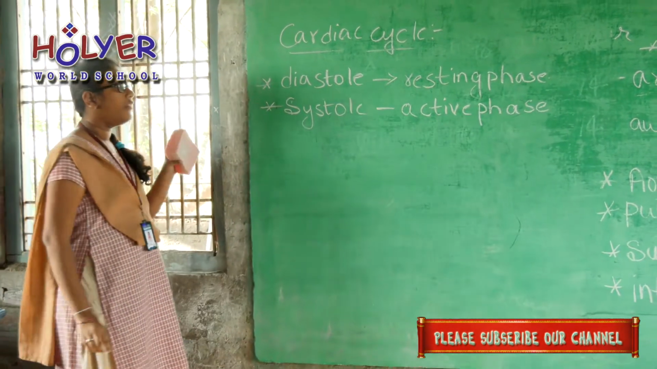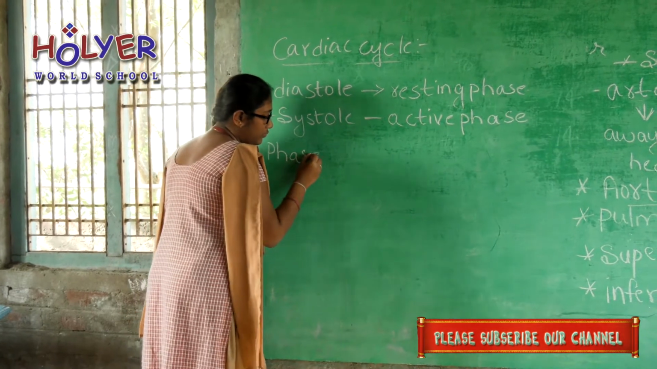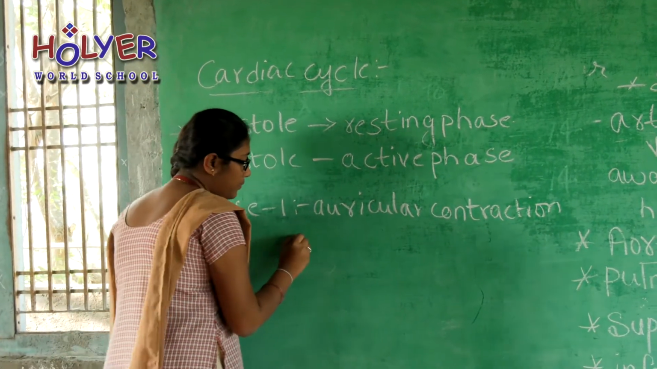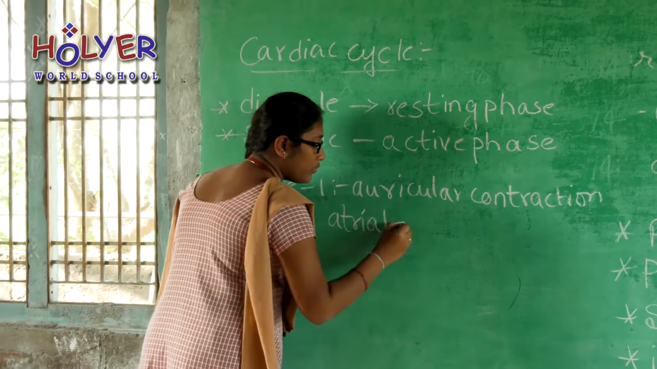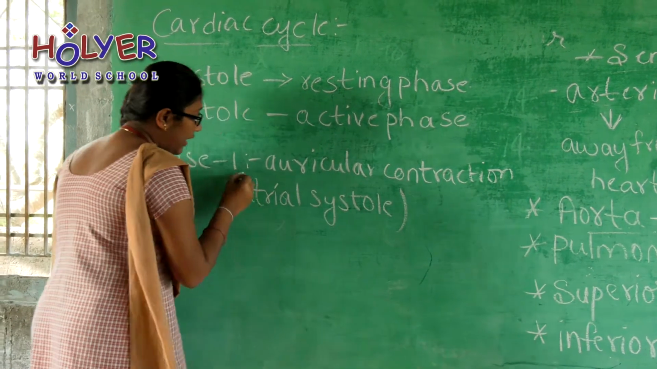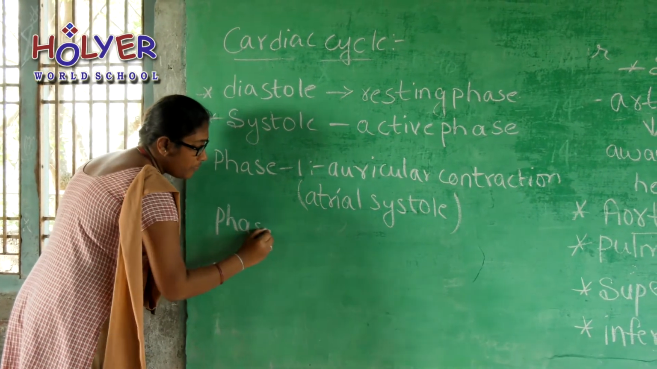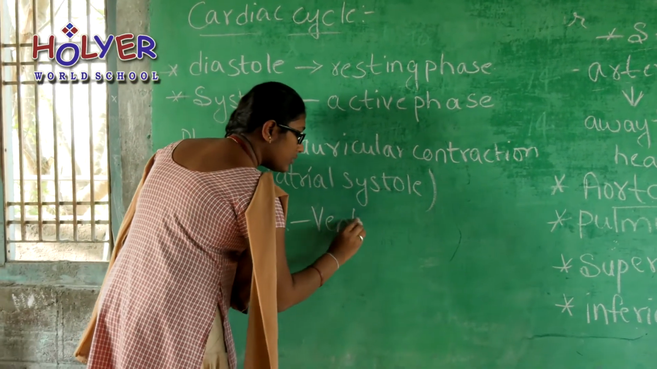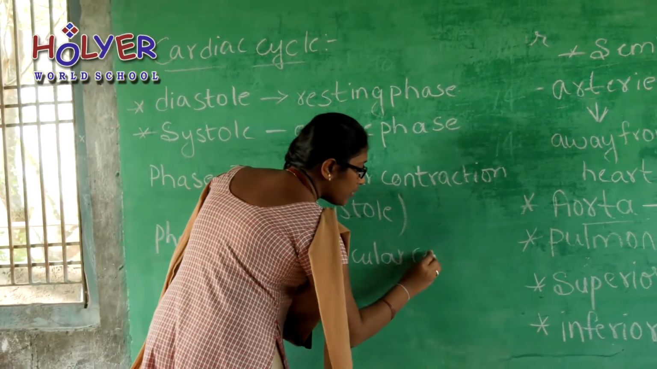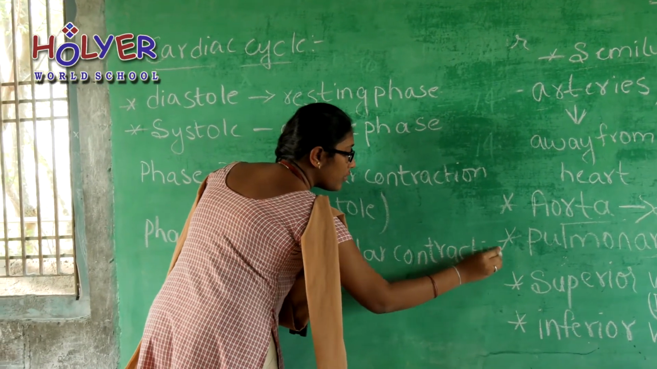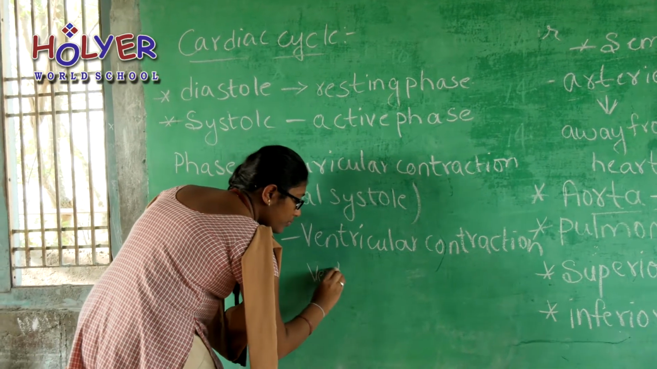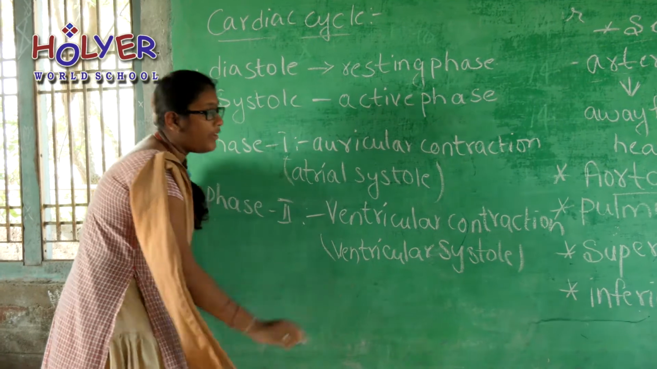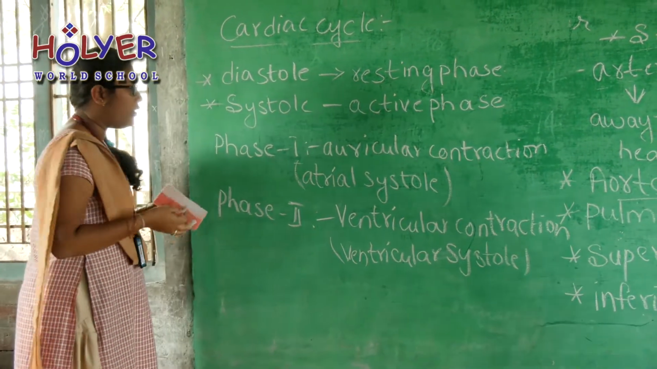There are three phases in the cardiac cycle. Phase 1, auricular contraction. This is called auricular systole. This auricular systole is called auricular contraction. And the second phase is ventricular systole or ventricular contraction. And the final phase is diastole of both auricles and ventricles.